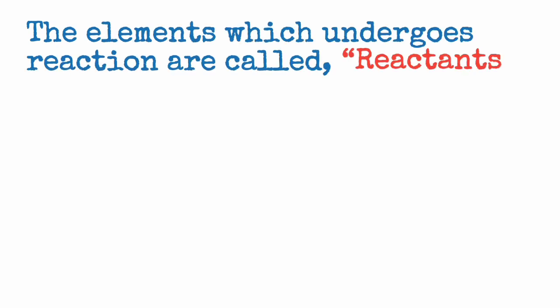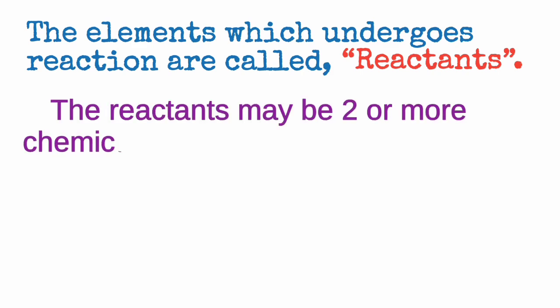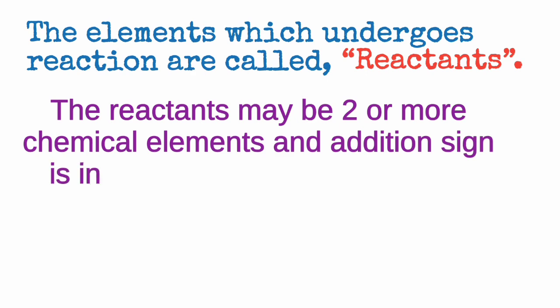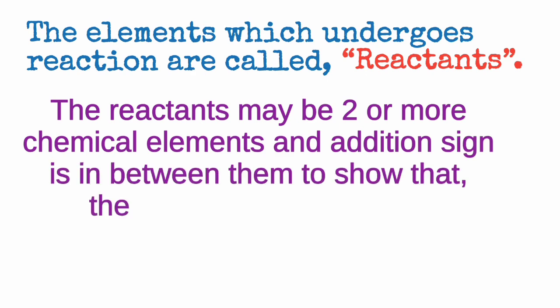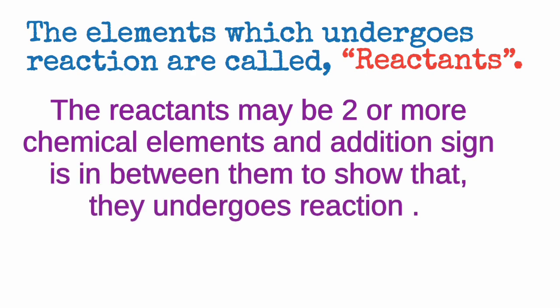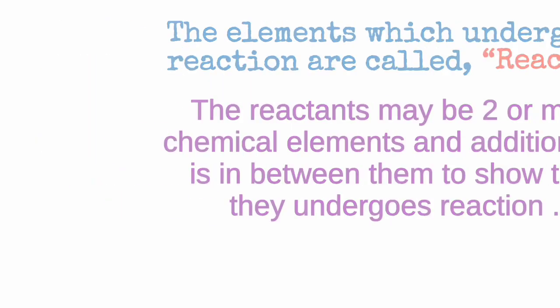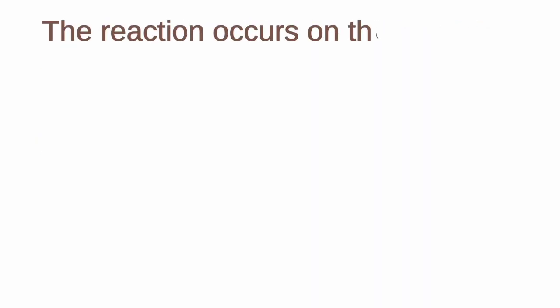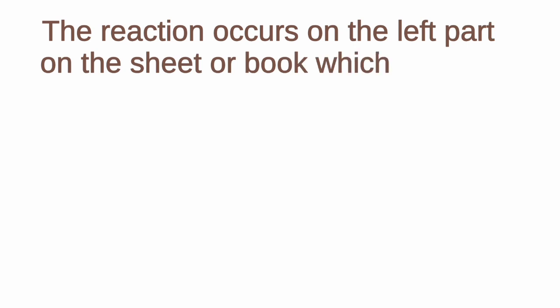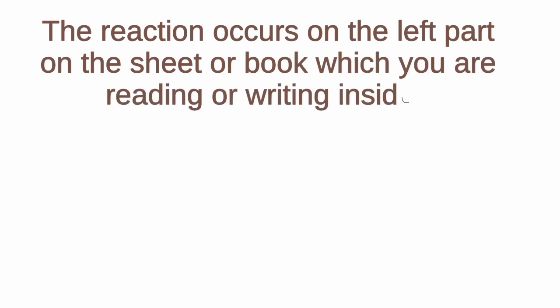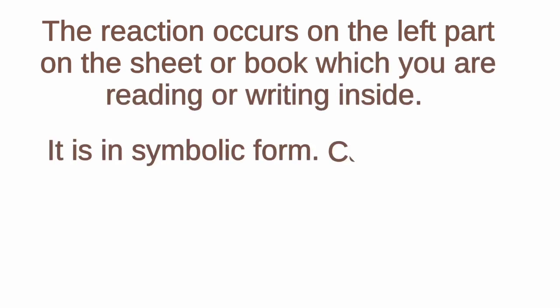In this video, we're going to learn how chemical elements react and the way they produce products. The reactants may be two or more chemical elements, and an addition sign is in between them to show that they undergo reaction. The elements which undergo reaction are called reactants. The reaction occurs on the left part of the sheet or book which you are reading or writing in. It is in symbolic form.